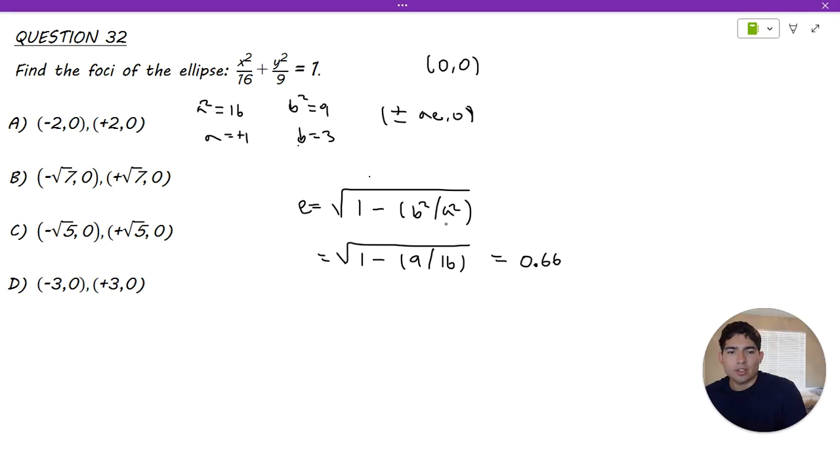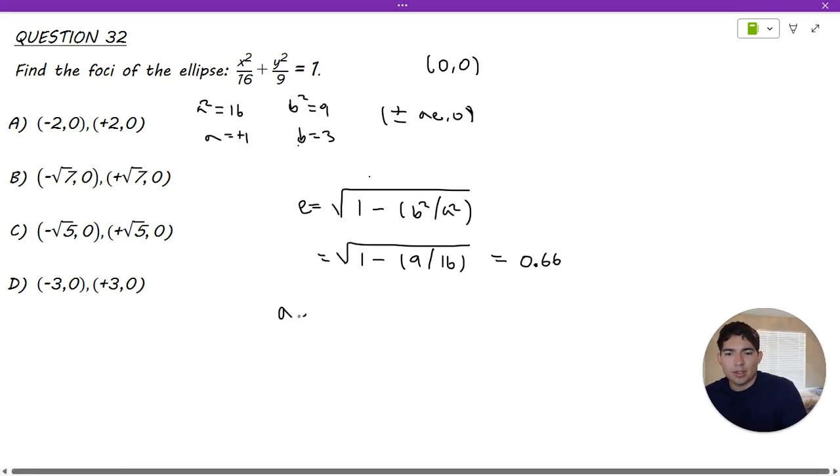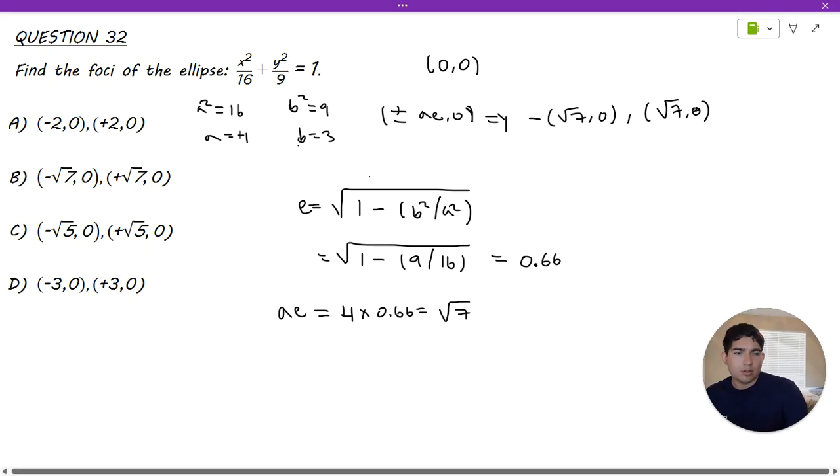So now we know our eccentricity and we know A. So let's go ahead and find out what AE is. AE is going to be 4 times 0.66. That is going to give us the square root of 7. So therefore, that means that one of the focus points is going to be at (negative square root of 7, 0) and the other one is going to be at (positive square root of 7, 0). So if you take a look at the multiple choice for this one, the answer is going to be B.